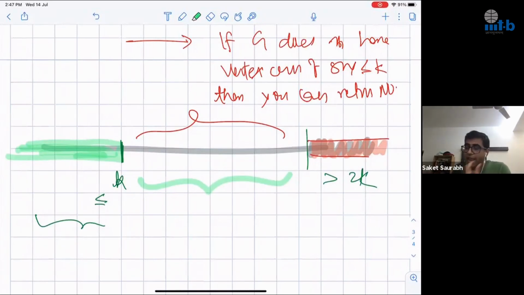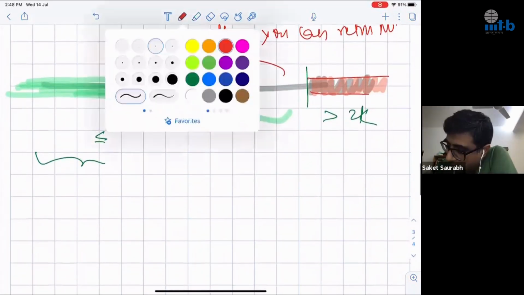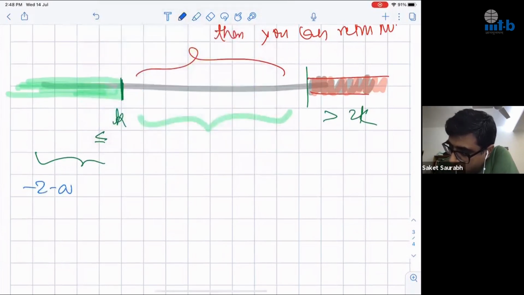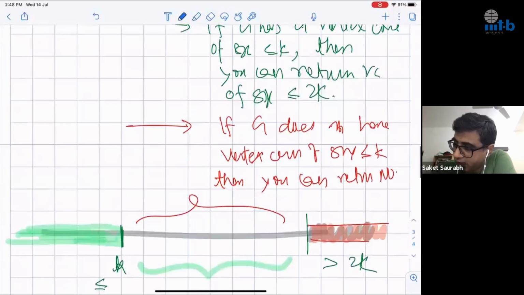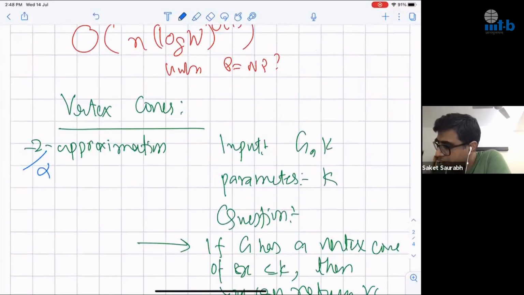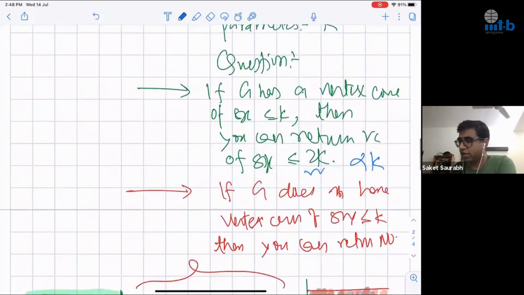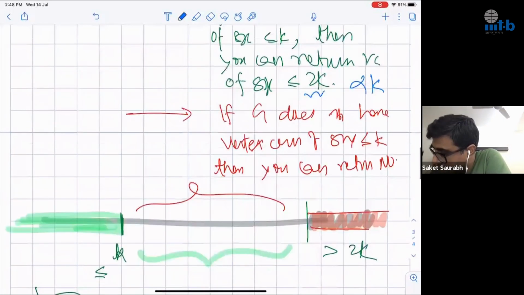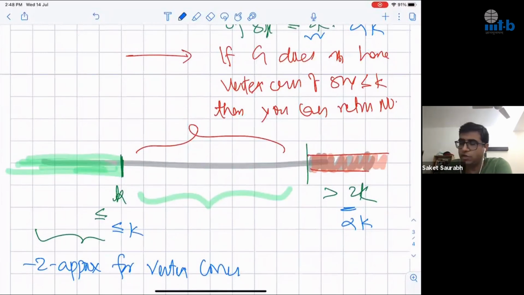So what is our goal? I want to give you a 2 approximation for vertex cover. That was the definition with respect to 2. But suppose I put this definition and call it an alpha approximation algorithm. It will mean that you must return a solution of size at most alpha k, and if G does not have a vertex cover of size at most k, then you can return no. Notice this threshold remains the same. Now my question to you: do you know any 2 approximation for vertex cover?